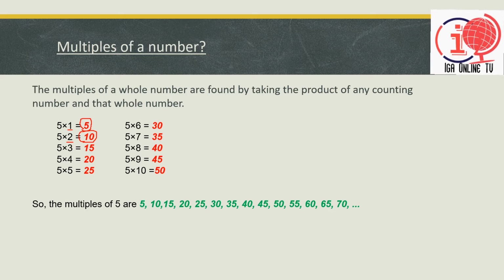Here the counting numbers are 1, 2, 3, 4, 5 and so on. So when we multiply them with any given number, the results form the multiples of that given number. Let's now use this knowledge of multiples to find the lowest common multiple of numbers.